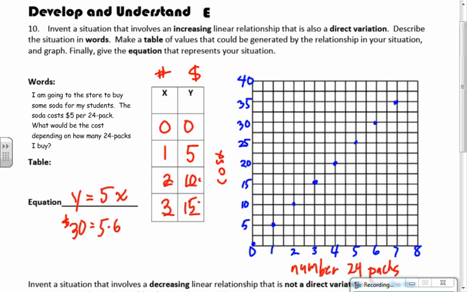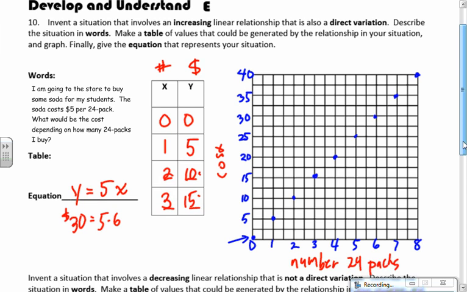There's a pattern there. A couple things you should notice about this graph. A graph of a direct variation will always start at 0, 0, and it'll be a straight line. So that's one way you can identify.